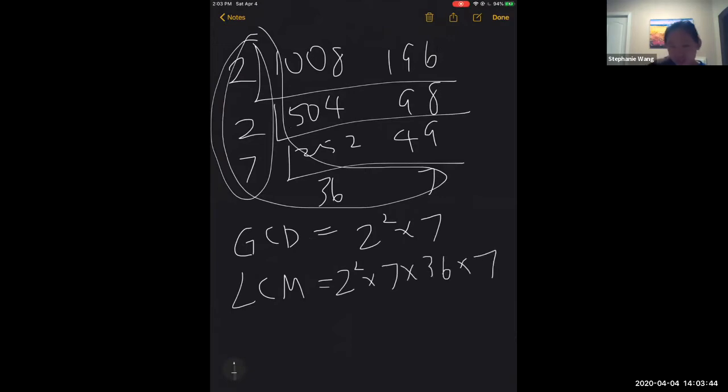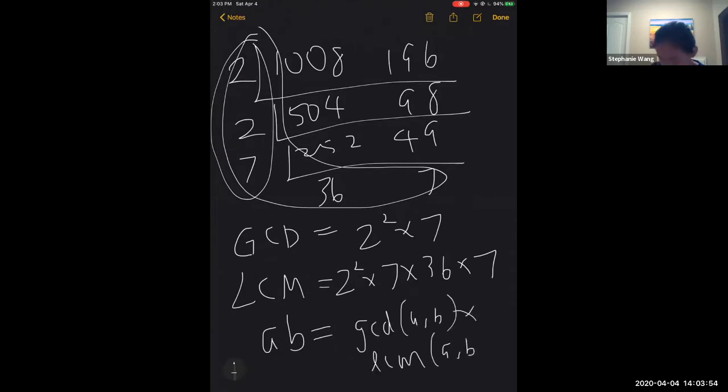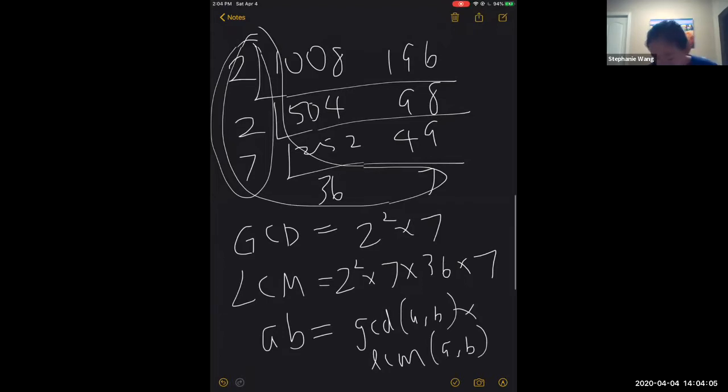An important thing to know is that when you multiply the two numbers, so we have ab, that would be equal to the GCD of a and b times the LCM of a and b. That's pretty important as well. Okay, so now that we understand the basics, we're not going to move on to problems yet, but I want to discuss something that's also pretty important. It's called the Euclidean algorithm.